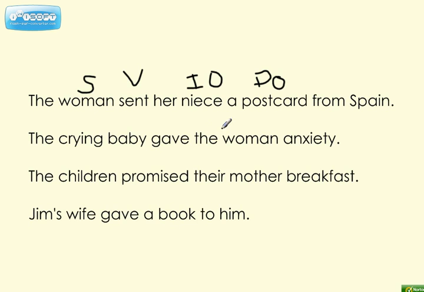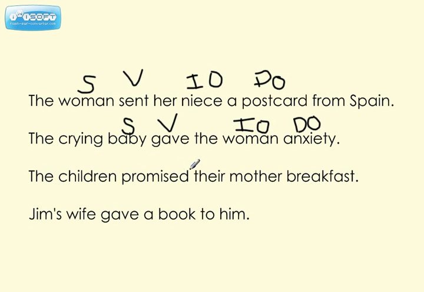The crying baby gave the woman anxiety. Our verb here is gave. Who gave? The baby. What did the baby give? Well, the baby gave anxiety. That's what the baby was giving. And who did the baby give the anxiety to? The woman. The woman received the anxiety. And woman is in between the verb and the direct object.